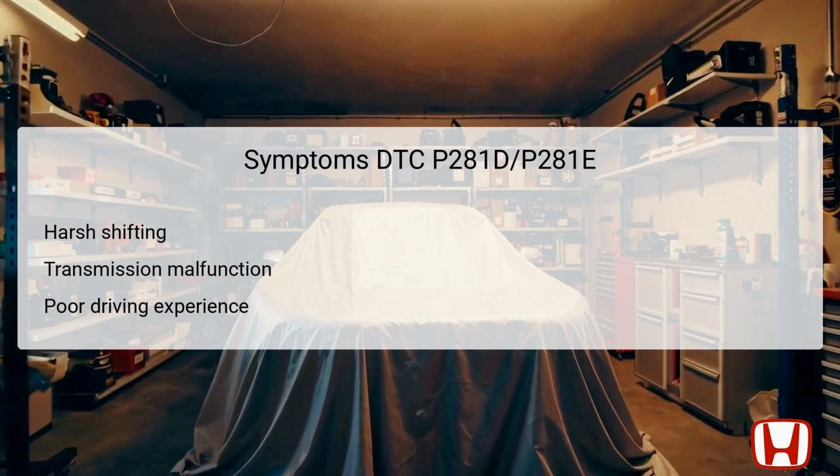When dealing with DTC P281D and P281E, several symptoms may manifest in the vehicle's operation. One notable symptom includes harsh or delayed shifting, which occurs because the Pressure Control Solenoid H is not receiving the correct voltage to regulate fluid pressure in the transmission effectively. This can lead to a jerky driving experience, making the vehicle uncomfortable to drive. Additionally, drivers may experience an overall loss of transmission function, which may even prevent gear shifting in serious cases. These symptoms can present a variety of driving difficulties, from reduced performance to safety hazards. Hence, if these symptoms are observed, it becomes imperative to conduct a thorough diagnostic process to identify the underlying electrical issues linked to these error codes.